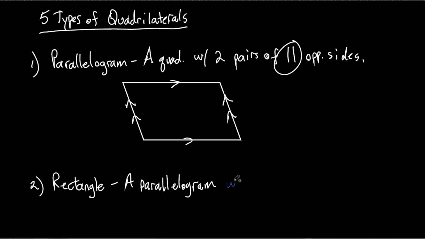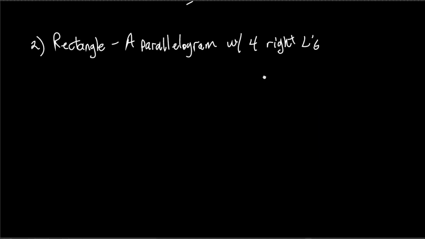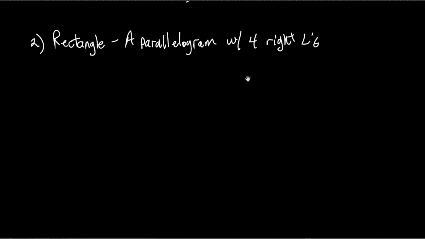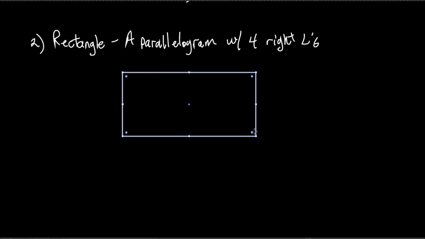So it's a parallelogram with 4 right angles. All right? So it's a parallelogram with 4 right angles. And so what do you think that is right there? It's a rectangle. But it's also a what? No, it's not also a square. A quadrilateral. That's right. Okay.